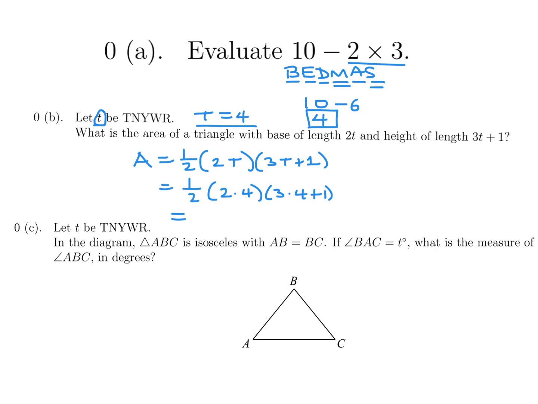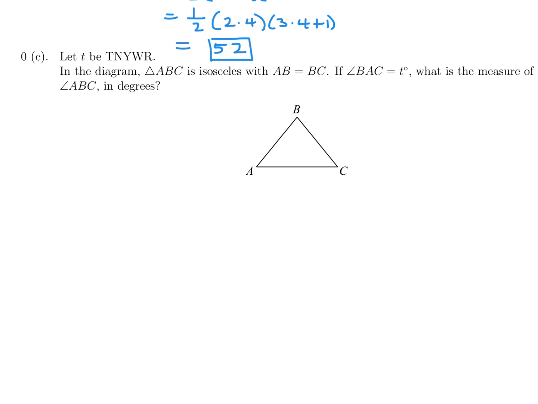And that looks to me like, if you crunch out these numbers, 52. 1c. So t, therefore, is 52.